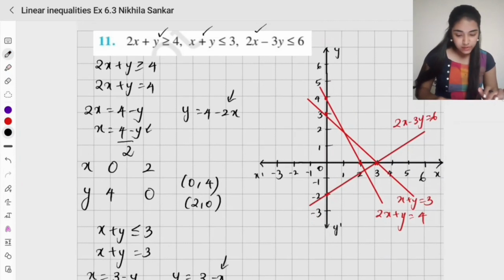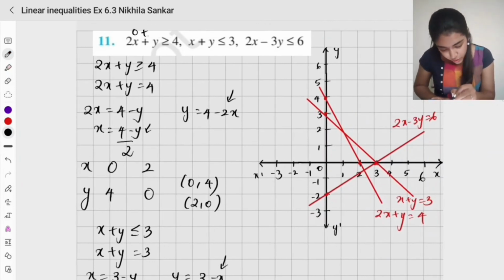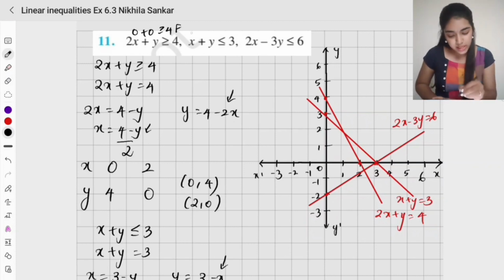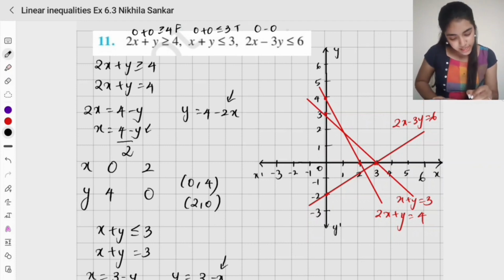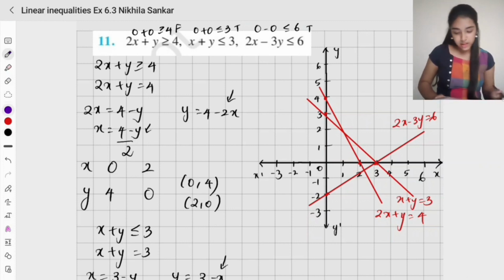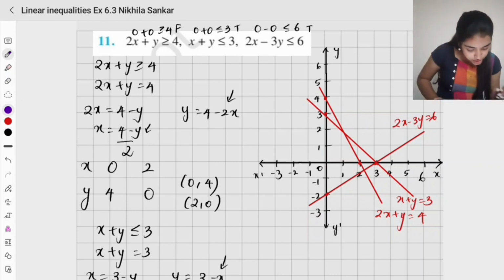For all the three cases, I have to check for 0, 0. Putting 0, 0 in the first equation, I'll have 0 plus 0 greater than or equal to 4, which is false. Okay. Next, 0 plus 0 less than or equal to 3, which is true. Third, 0 minus 0 less than or equal to 6, which is also true. So for the first equation, 2x plus y equals 4, it is false. So 0, 0 is not included.